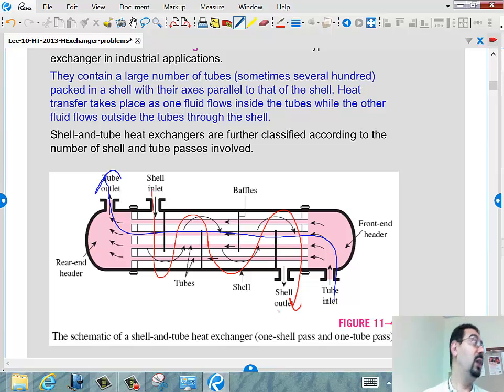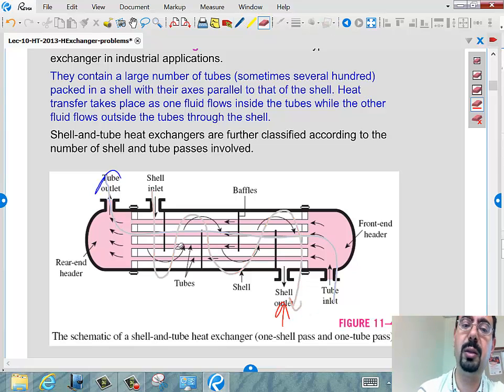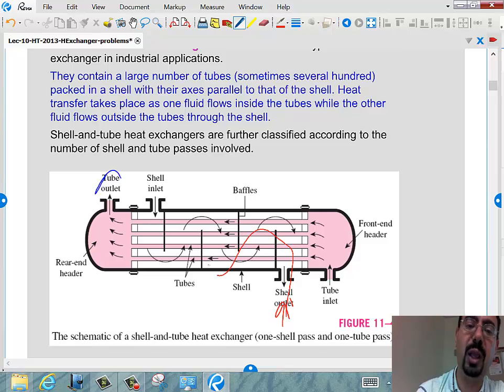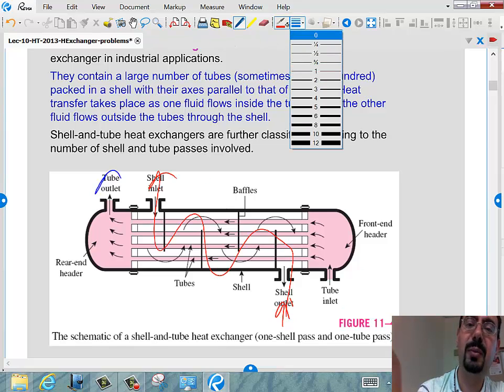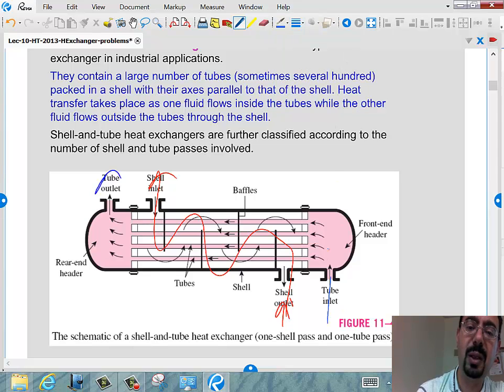So if you are the engineer responsible for this and you end up saying, no, let's send the steam over here, that would be a mistake. If you do it like this, and you are sending the cold water also like this, that's more like a parallel flow. You will not be able to heat the water that much. Correct?